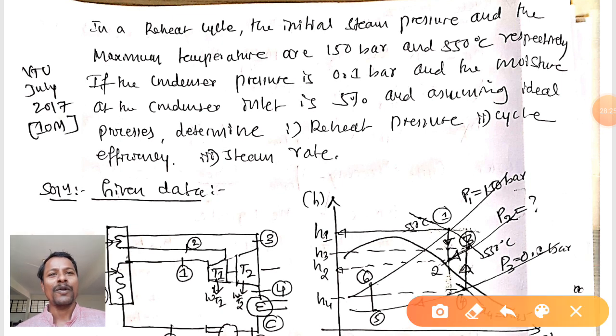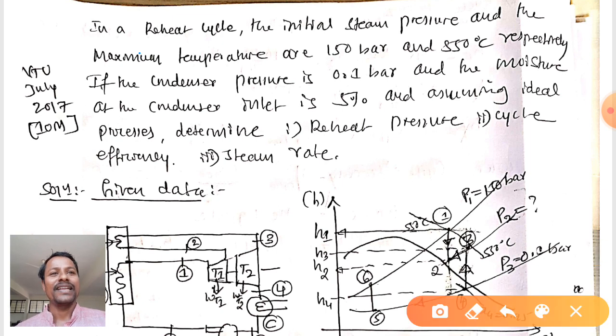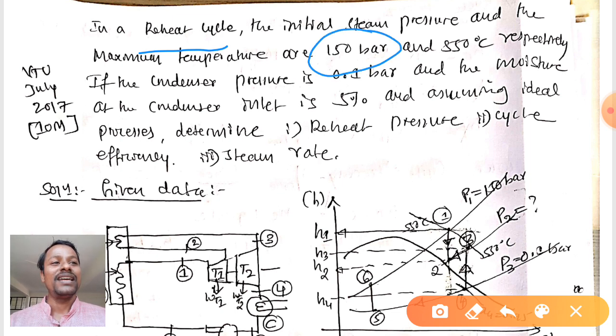It is a VTU problem, that is for 10 marks, it has appeared in 2017. So, here in a reheat cycle, let me read the problem statement. In a reheat cycle, the initial steam pressure and the maximum temperature, that is at the turbine inlet, the steam pressure is 150 bar and temperature is 550 degrees Celsius, and it is in superheated condition.